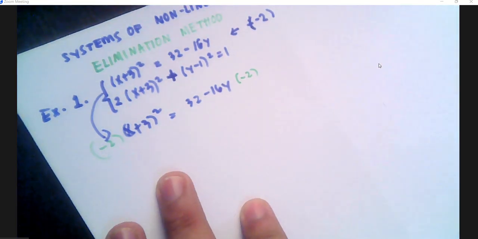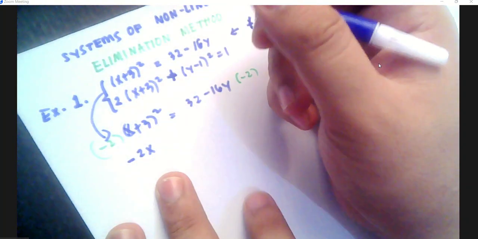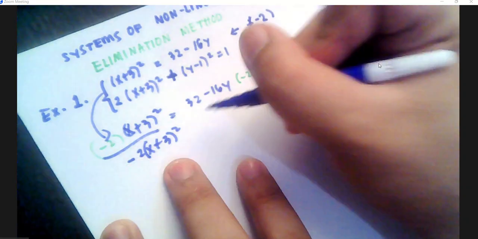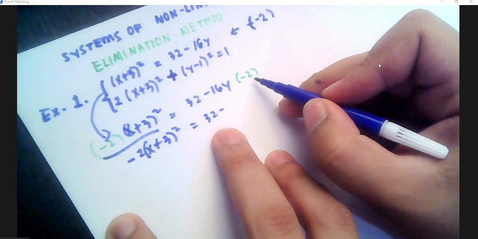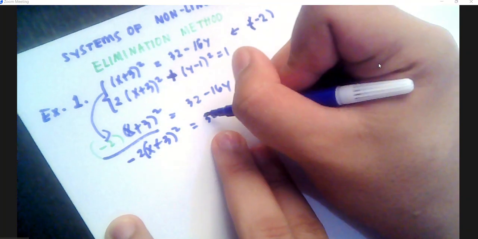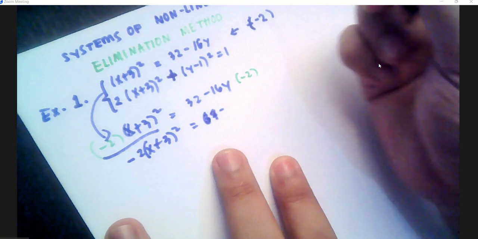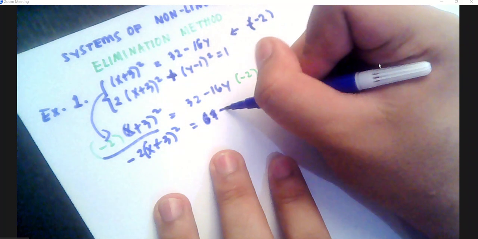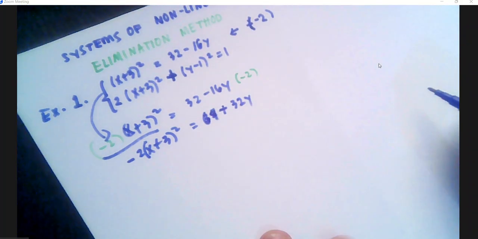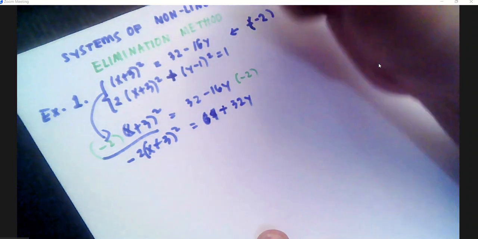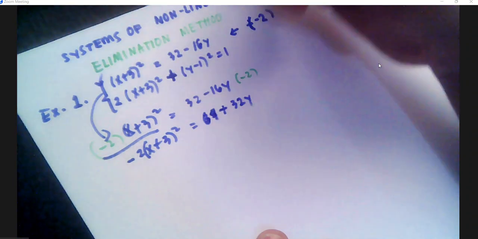That becomes -2 times x is -2x. No, we cannot do it first yet, so let us just wait for that. Let us just make this that way for now, because our goal is to eliminate. So that is 32 minus, I'm sorry, -2 times 32, that is -64. -2 times -16, that is positive 32y. Okay, so now we have transformed this into this.